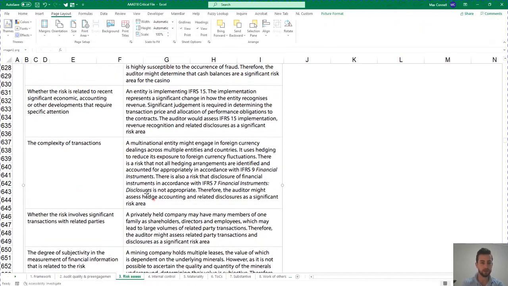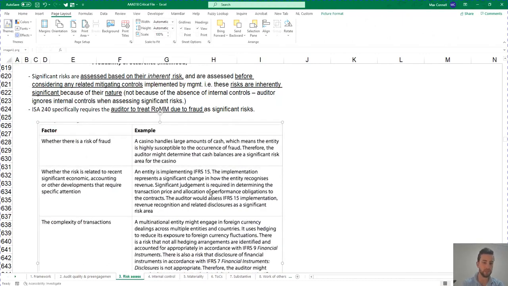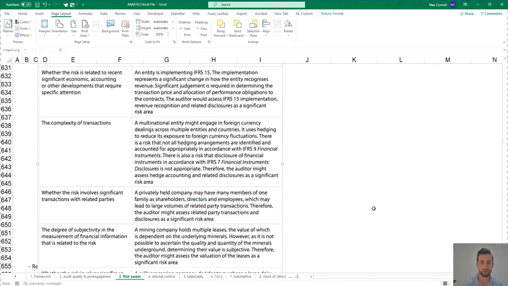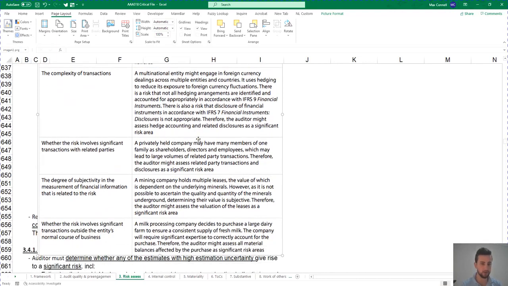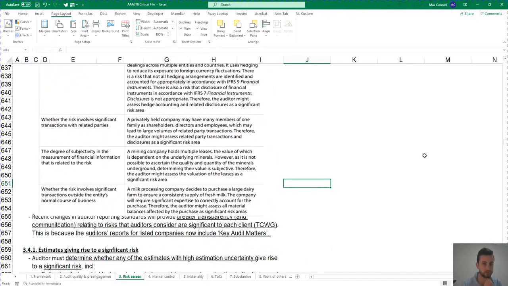The third potential factor, these are just examples, it's not exhaustive, is the complexity of transactions. So a multinational entity might engage in foreign currency dealings across multiple currencies, multiple entities, and multiple countries. It uses hedging to reduce its exposure. However, due to the inherent complexity of those transactions, the auditor might treat hedge accounting and related disclosures as a significant risk area. Next example is whether the risk involves significant transactions with related parties. So a privately held company may have many members of a family as shareholders, directors, and employees, which may lead to large volumes of related party transactions. Therefore, the auditor might assess related party transactions and disclosures as a significant risk.